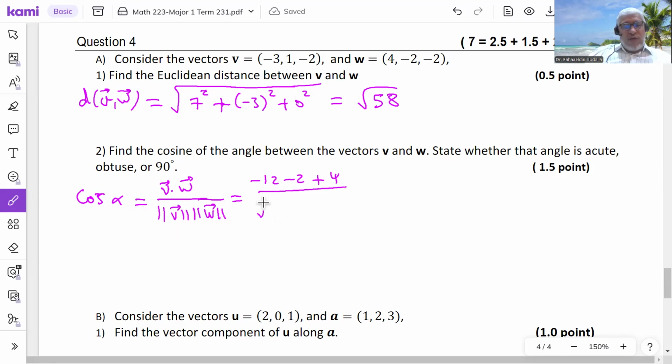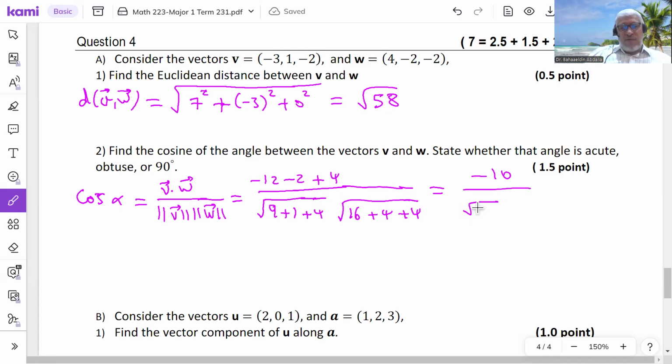Okay, the norm of v, we square the numbers. Negative 3 squared, that's 9, plus 1 squared. It is similar to the distance, but the distance between the vector and the origin. Also here, norm of w, 4 squared, 16. Negative 2 squared, 4. Negative 2 squared, 4. So the answer is negative 14 plus 4, that's negative 10. And here I have 14. And here I have 16 plus 4, 20 plus 4, 24. So that's the cosine of the angle.